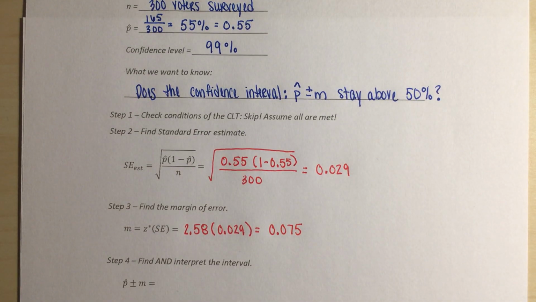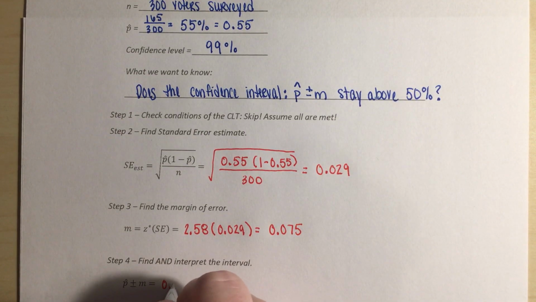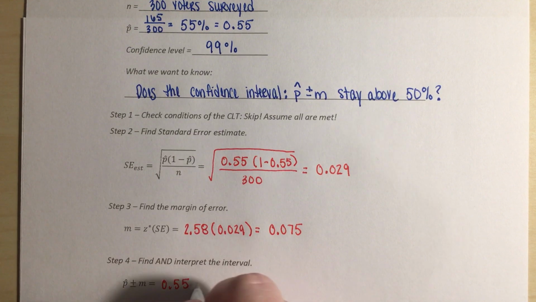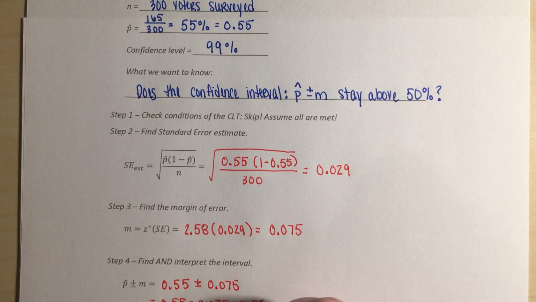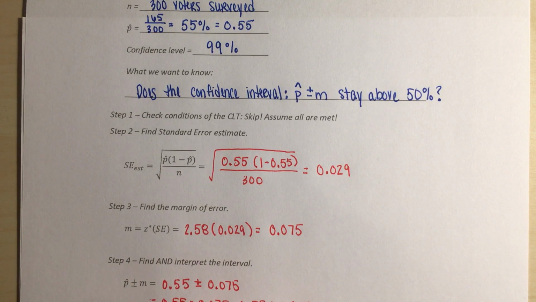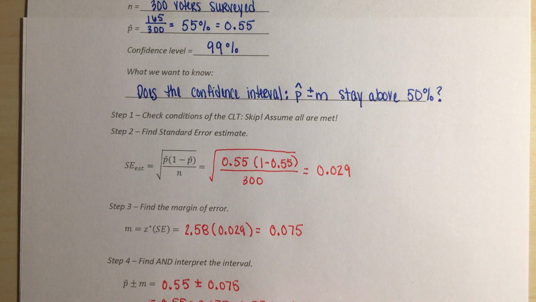Right, p hat plus or minus m. 0.55 was our p hat, plus or minus 0.075. Again, we subtract it first and then we add it. That is going to give us an interval of 0.475 to 0.625.